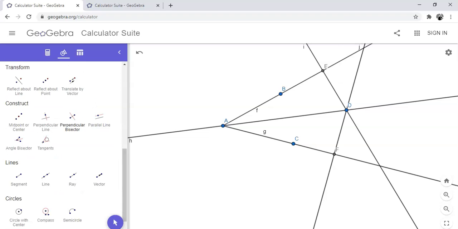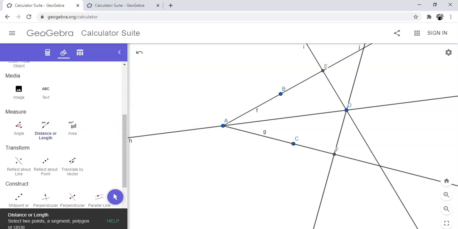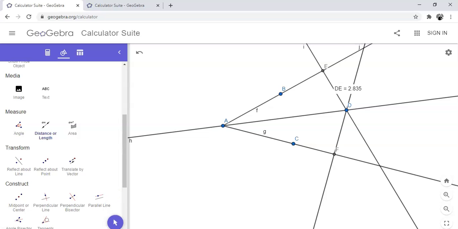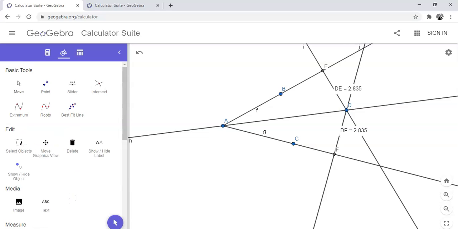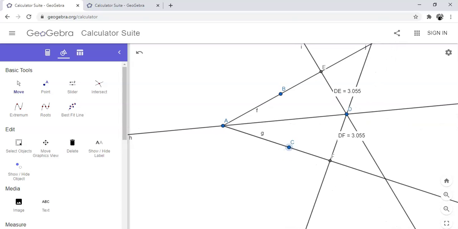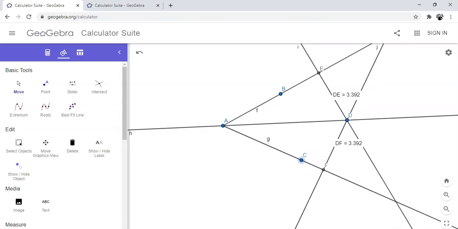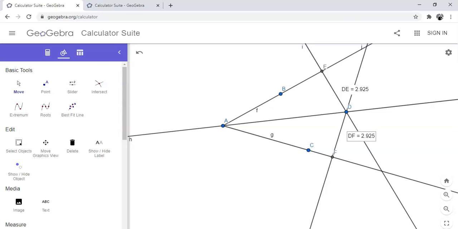If we take a look at that, we find that DE and DF have the same length, right? So if a point is on the angle bisector, then it must be equidistant to the sides of the angle. And if we move anything, if we make our angle bigger, we make our angle smaller, those two things work the same. So a question we might ask is, how do we know that's going to be true? Why does this work, right?